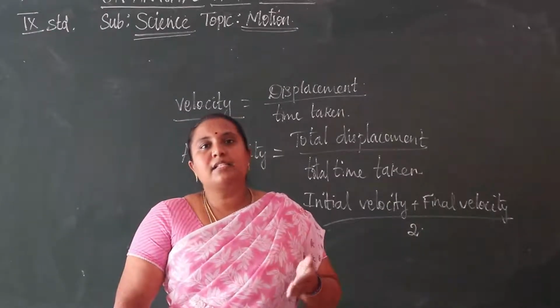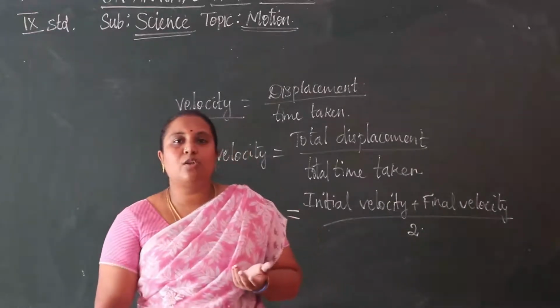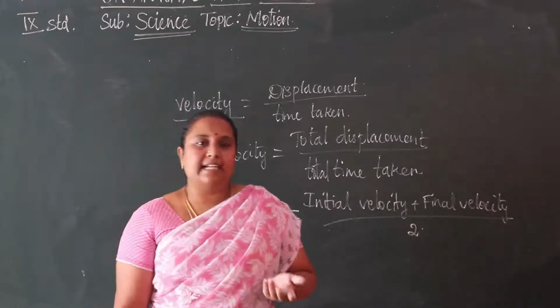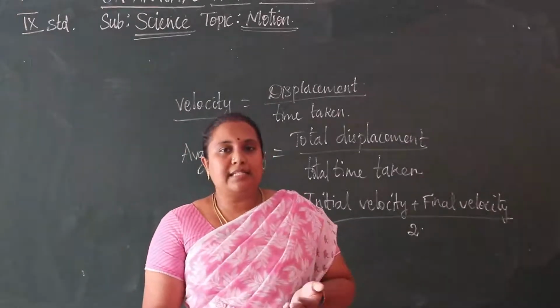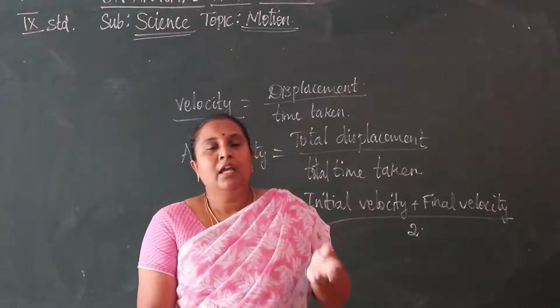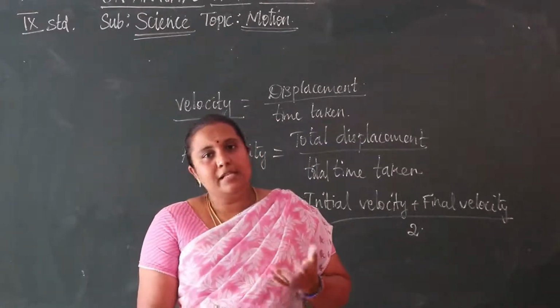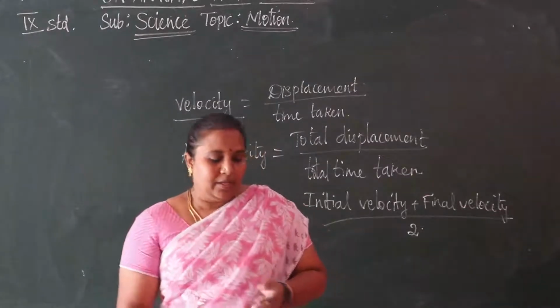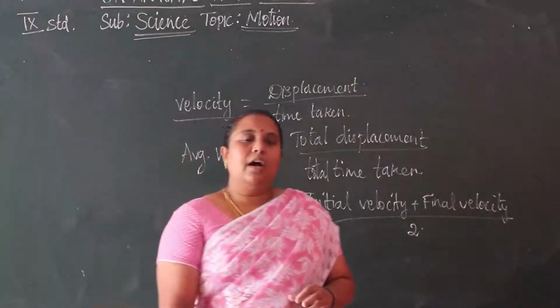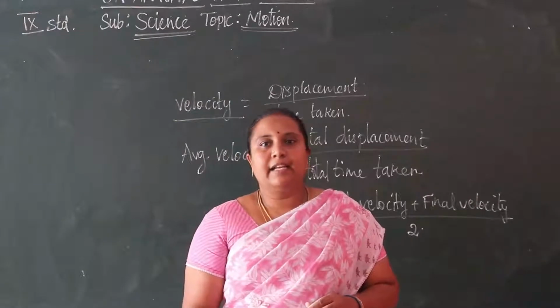For the body, we can take the changes of the magnitude or direction, and from that we can say the value of the velocity is positive or negative, or it may be zero also.